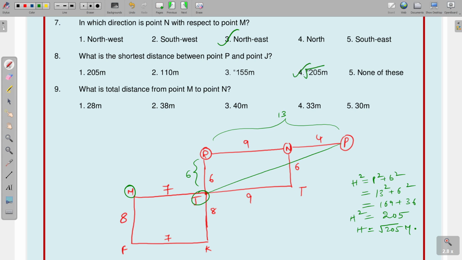Next, what is the total distance from M to N? So, see from M here and N here, it is 7 plus 6 plus 9, that is 15, 22, 22 meters is the answer. So, the options are wrong, but 22 meters is the answer.